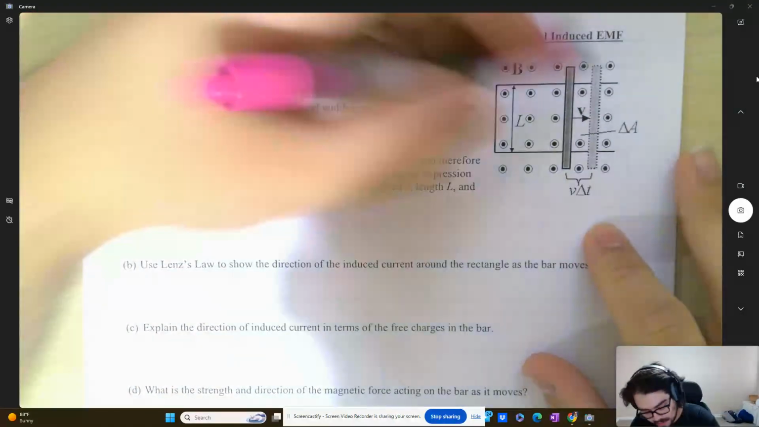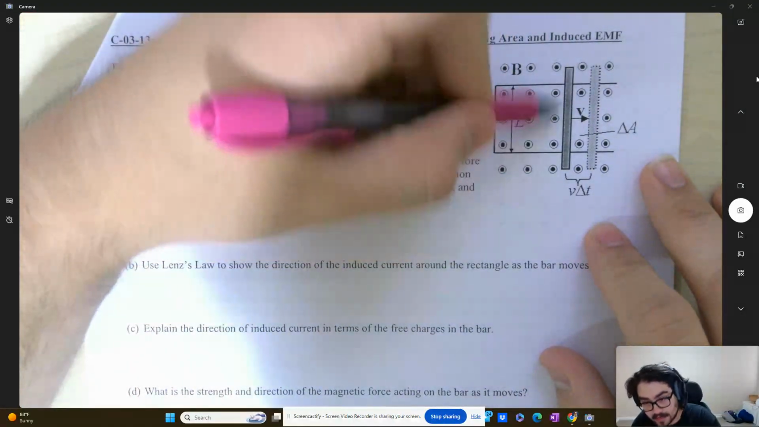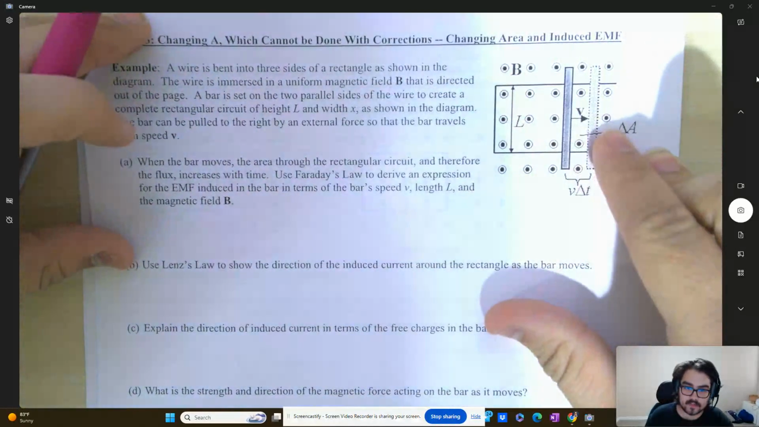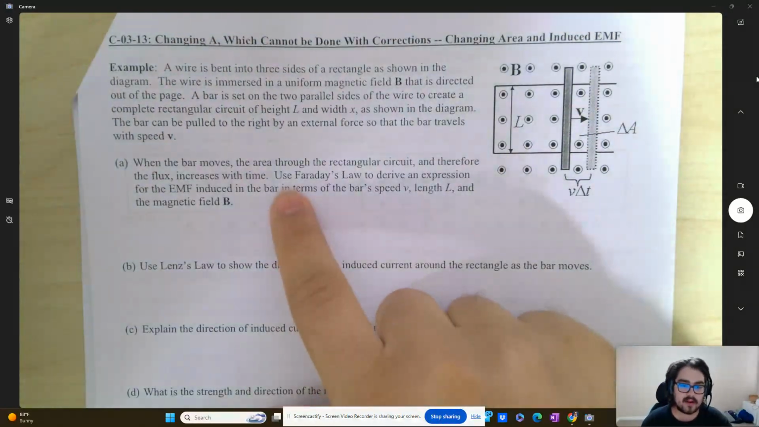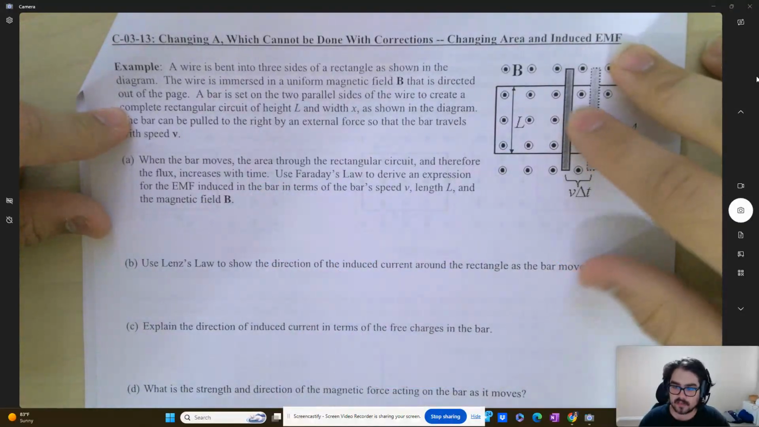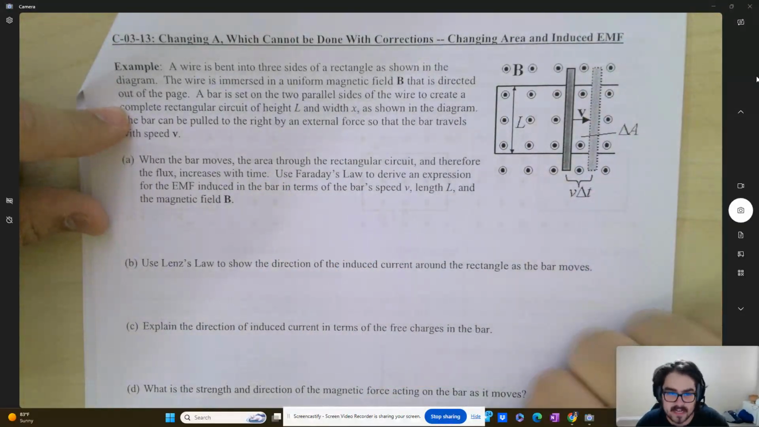So basically it's creating a rectangle here. And this bar can actually move left or right. In this case, it's going to move to the right. Okay, when the bar moves, the area of the rectangular circuit, and therefore the flux, increases, right? Does that make sense? Because if we increase the area, we're catching more of these magnetic field lines.